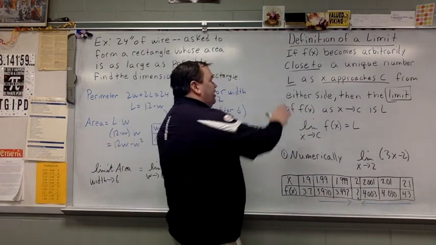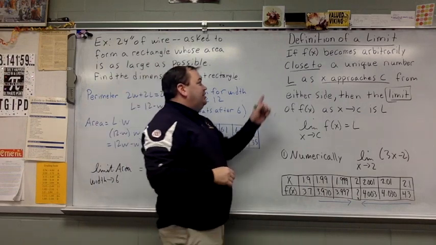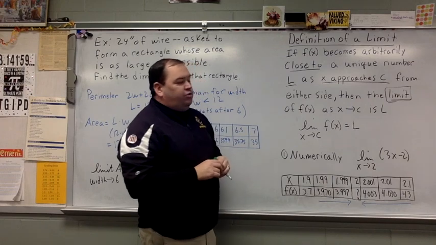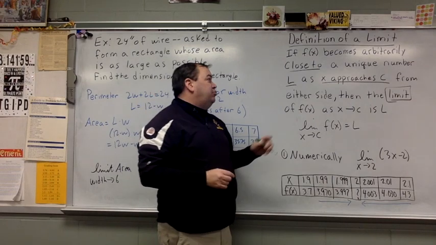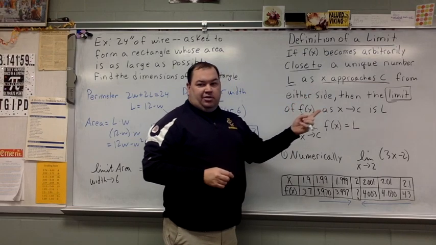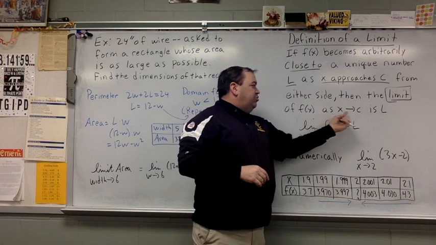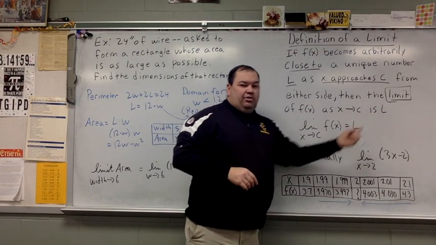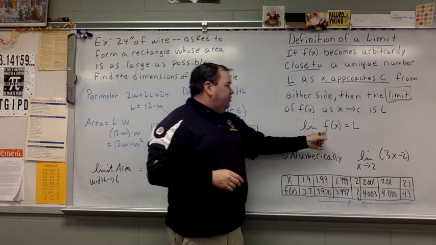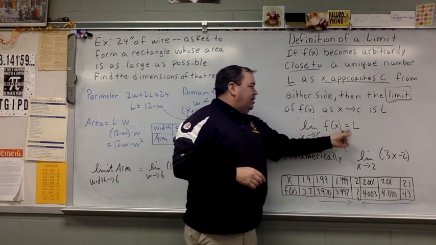That takes us directly into the definition of a limit. The formal definition says if f of x becomes arbitrarily close to a unique number L as x approaches c from either side, then the limit of f of x as x approaches c is L. And here it is in notation form: the limit of the function as x gets closer to c is L.